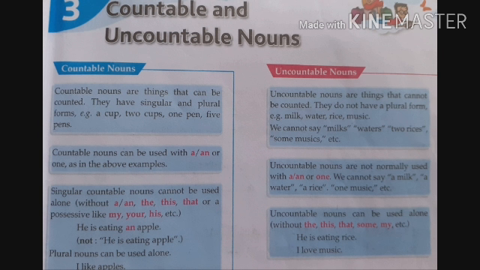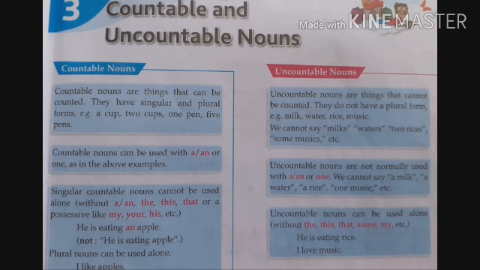Now, uncountable nouns. Uncountable nouns are things that can't be counted. They don't have a plural form. Examples: milk, water, rice, music. We can't use s or es to make them plural. We can't say milks, waters, two rices, some musics, because they are already plural. It means that in material nouns and abstract nouns we can't use s or es to make them plural.